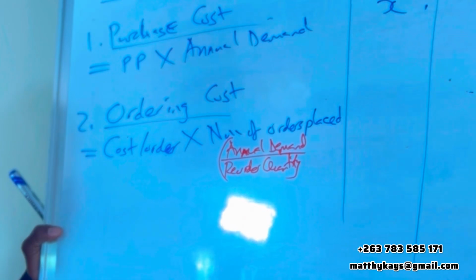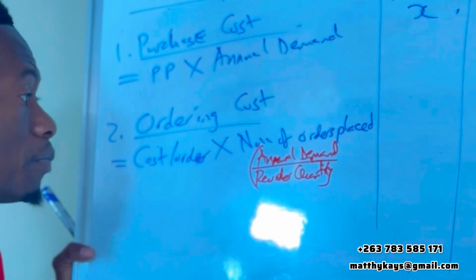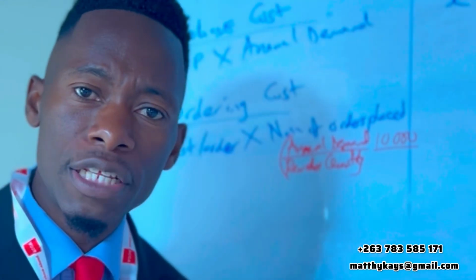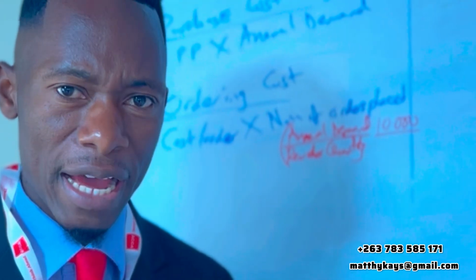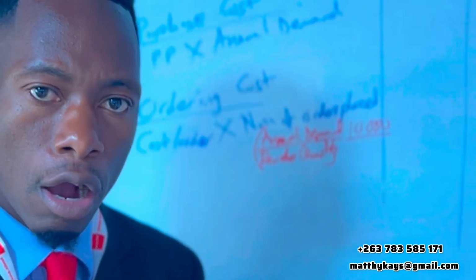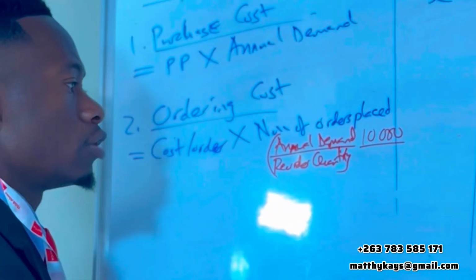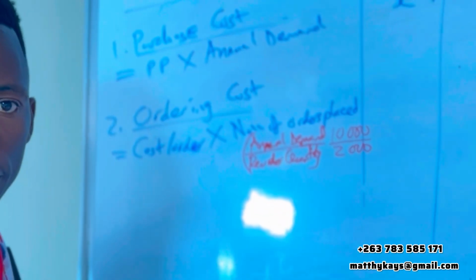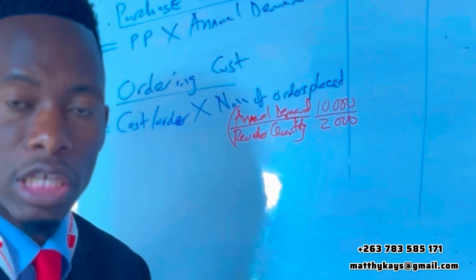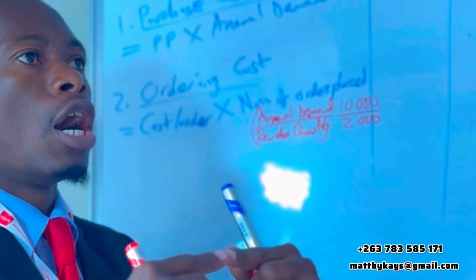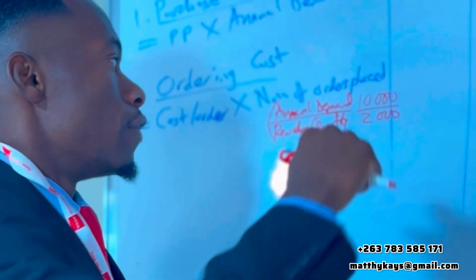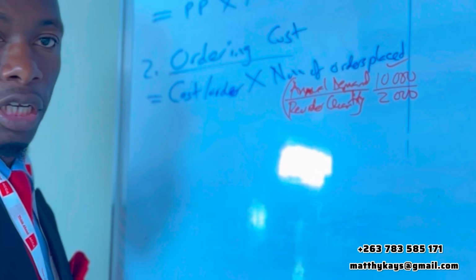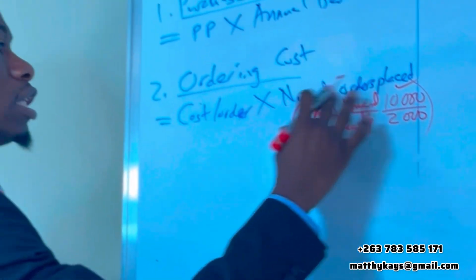Giving you an example, let's say the annual demand that we need in total per year is 10,000 units. But how many units are you ordering from the supplier each time you place an order? Maybe our reorder quantity is 2,000 every time. So if you are receiving 2,000 every time you place an order, how many times are you going to order for you to reach the 10,000 here? 5 times. You get it. That's the formula. So that's how you get the number of orders placed.